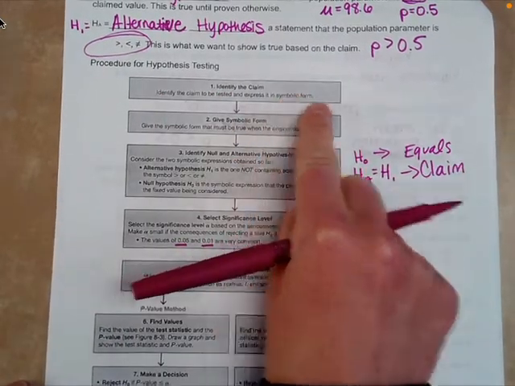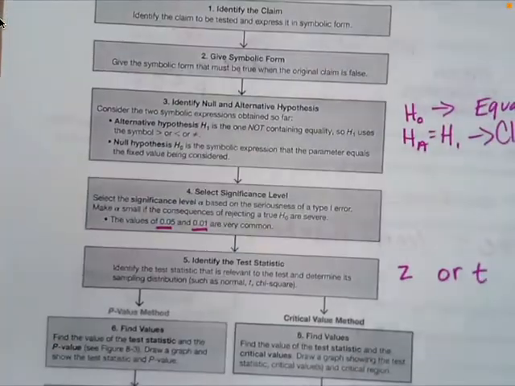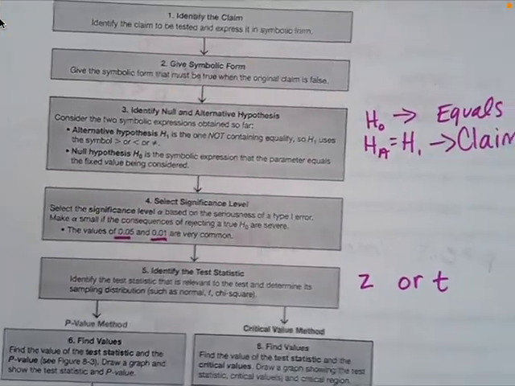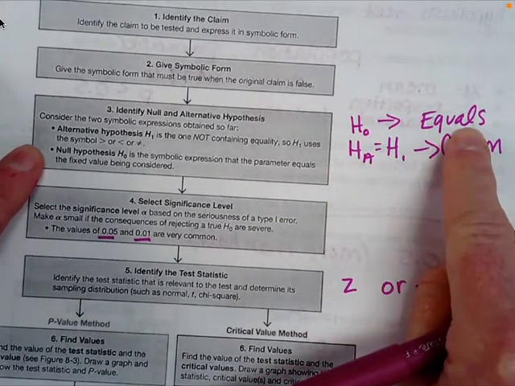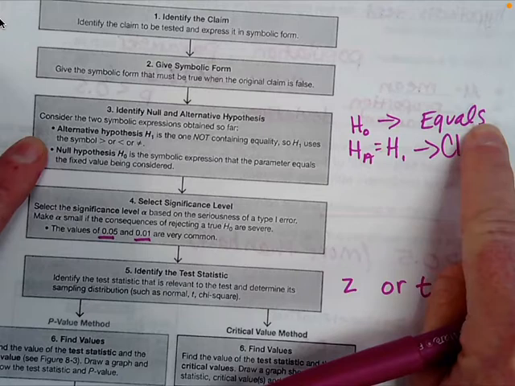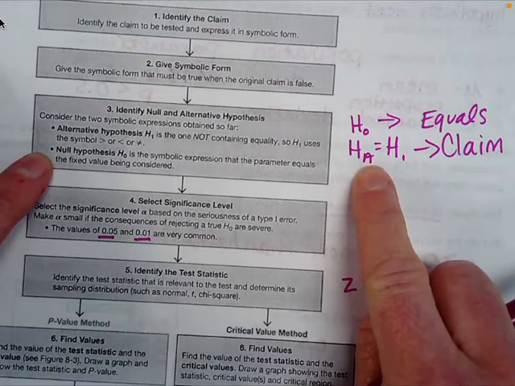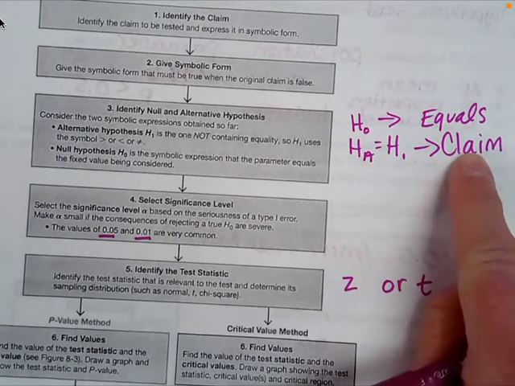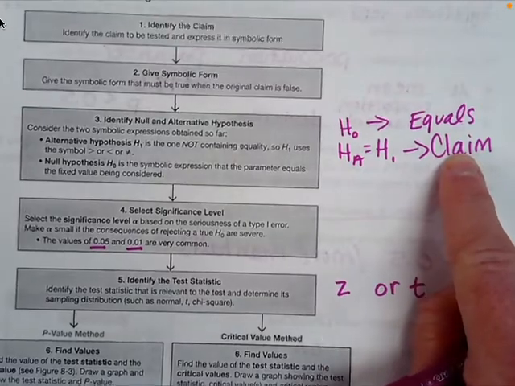So identify the claim, write it in symbolic form, and then write your hypotheses. H naught is whenever whatever you're looking at is equal. So you say like P equals 98.6. And then the claim is the HA, H alternative, or H1. That is what you're testing out, whether it's P is less than 0.2 or whatever that is.